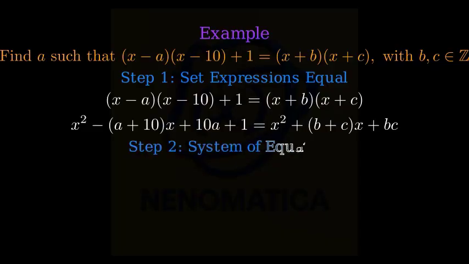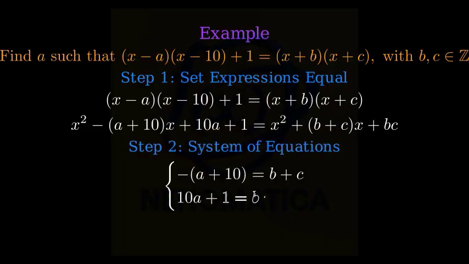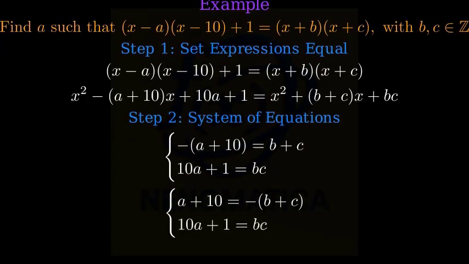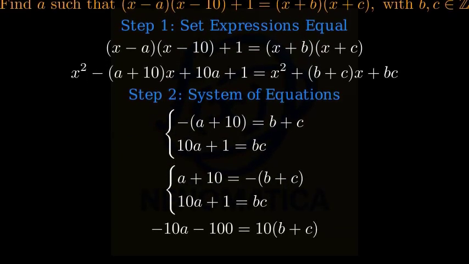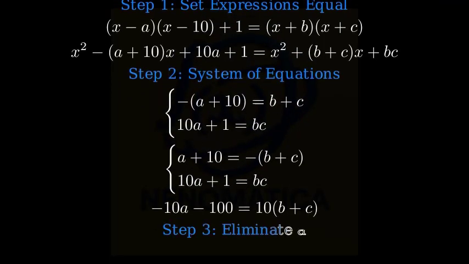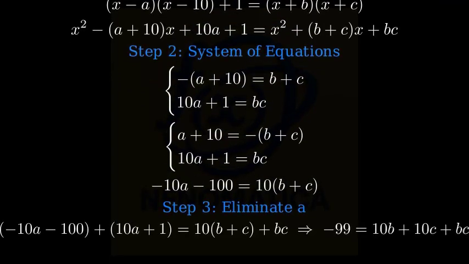Step 2. Form a system of equations by comparing coefficients of x and the constant terms. The x coefficients give negative (a plus 10) equals b plus c. The constants give 10a plus 1 equals bc. We rearrange the first to a plus 10 equals negative (b plus c) and multiply both sides by negative 10 to get negative 10a minus 100 equals 10 times (b plus c). Step 3. Eliminate the variable a by adding the last two equations.